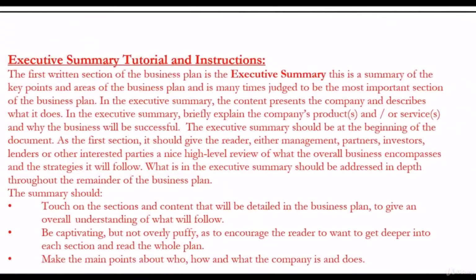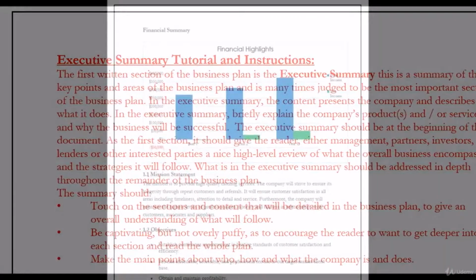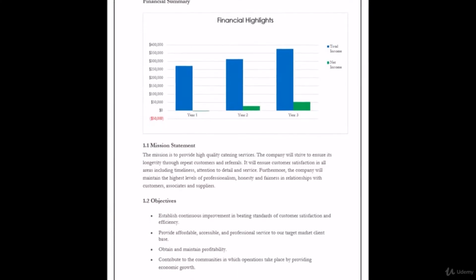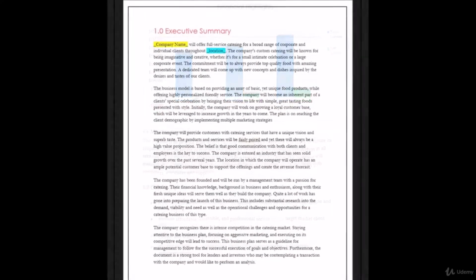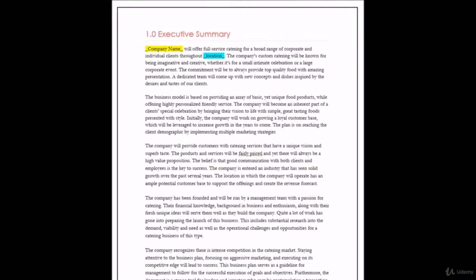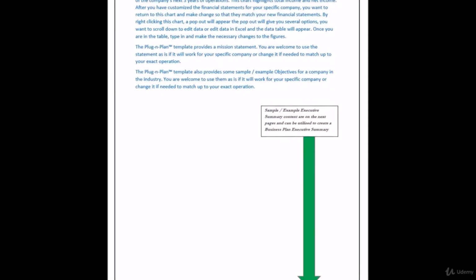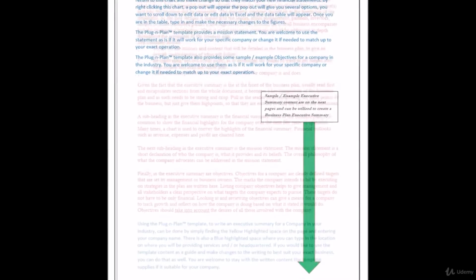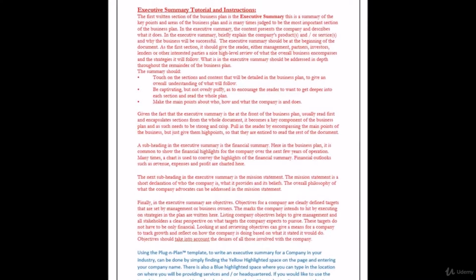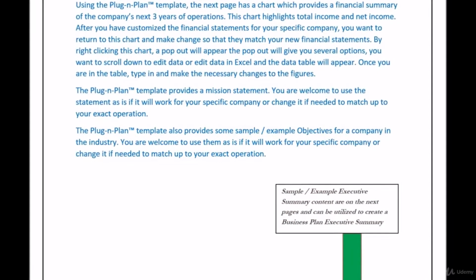A subheading in the Executive Summary is the Financial Summary. Here in the business plan, it is common to show the financial highlights for the company over the next few years of operation. Many times, a chart is used to convey the highlights of the financial summary. Financial outlooks, such as revenue, expenses, and profit, are charted here.